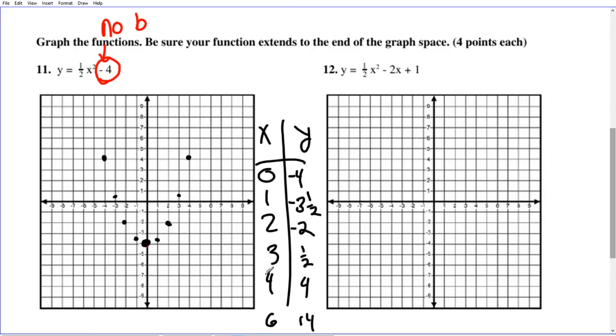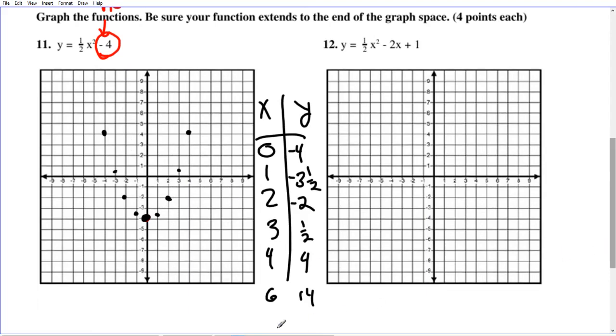And I could probably fit a 5. I should be a good role model. 5. And 5 squared is 25. Half of 25 is 12.5. 12.5 minus 4 is 8.5. 5, 8.5. -5, 8.5. Now I have my parabola.